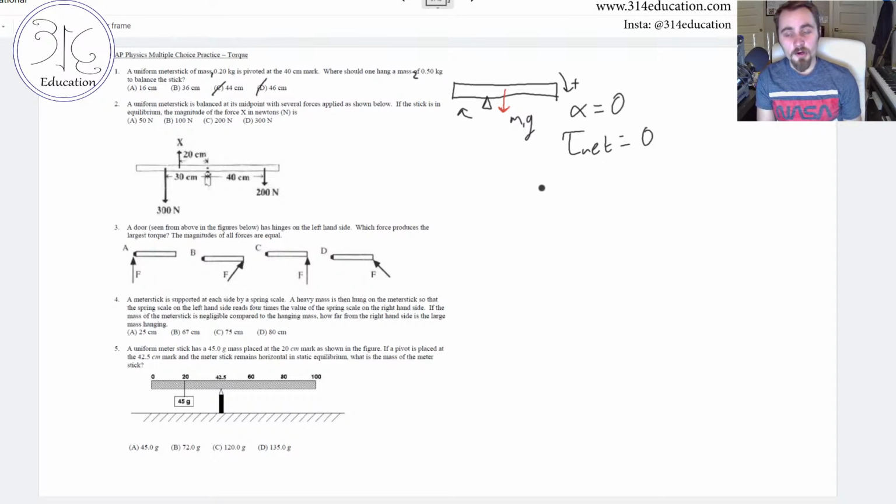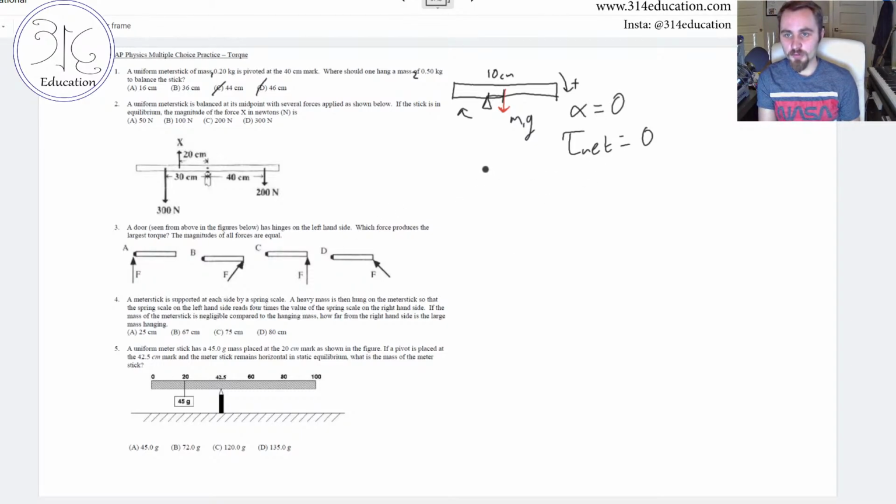And so our mg is going to be inducing a torque. I was struggling to find the word there. At a radius from this pivot point of 10 centimeters. And so I get 10 centimeters from the halfway point being at 50 centimeters and our pivot point being at 40 centimeters. So 50 minus 40 gives us 10.